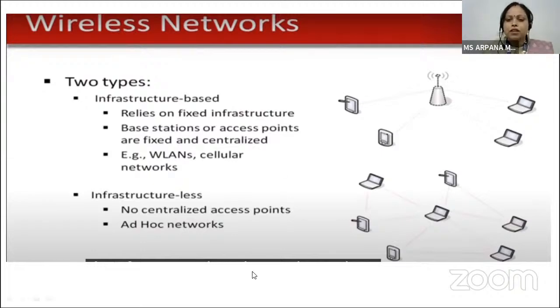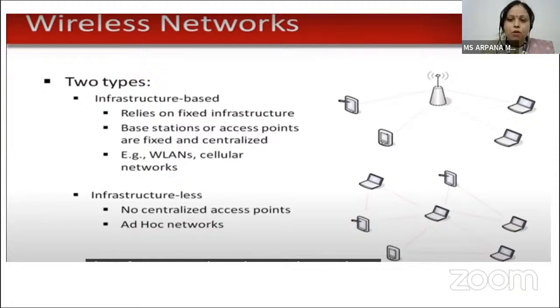As we can see in the upper diagram, there are access points and a centralized access point that we know as a base station. These access points can communicate with other or distant access points with the help of these base stations. Examples of infrastructure based wireless networks are wide local area networks and cellular networks. There will be a fixed base station, and with the help of that base station, all access points communicate with each other.